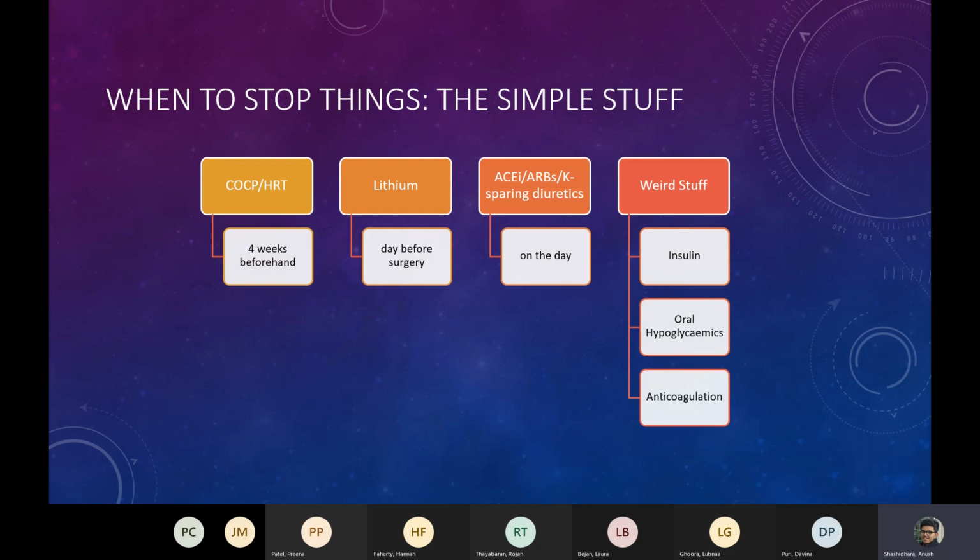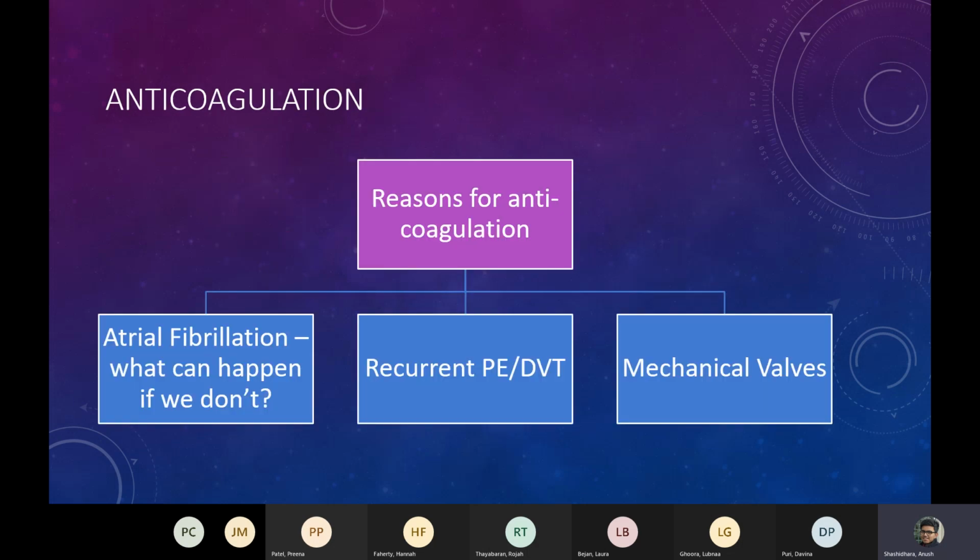And then the weird stuff is insulin, oral hypoglycemics, and anticoagulation. Right. So we'll focus on insulin and anticoagulation because those are really important. Oral hypoglycemics, I've put a slide with like a screenshot of the guidance, and I'm not going to go through it because honestly, I'd be doing you a disservice because it's not super likely to come up, and like there's not really a simple way of explaining it. So anticoagulation. What are like the three big reasons to anticoagulate someone?